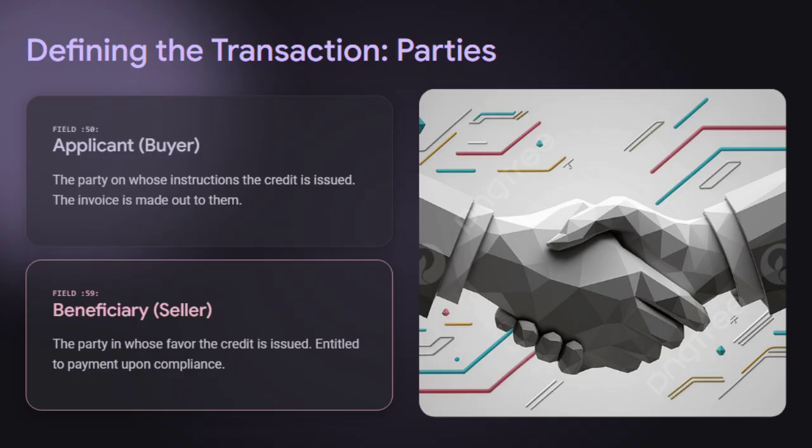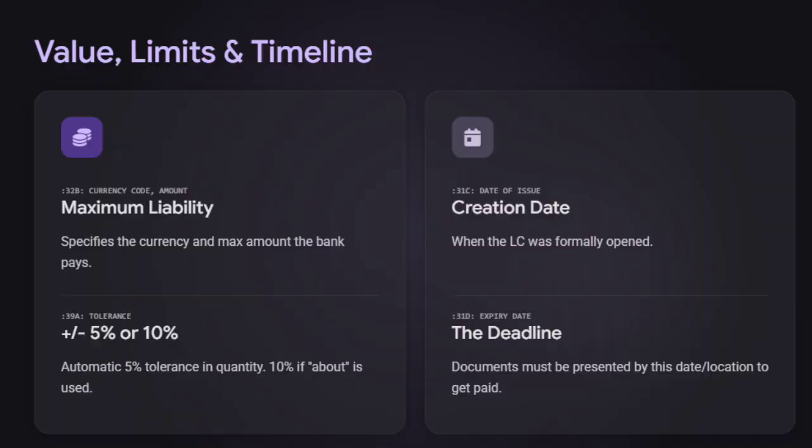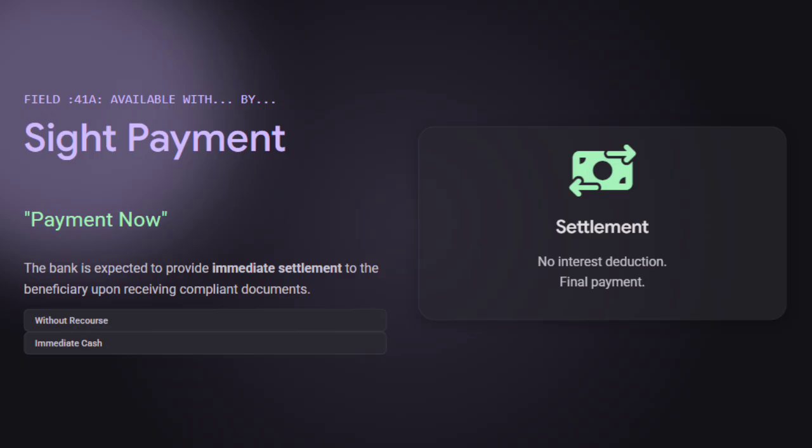Now, one of the very first and most critical fields you are going to see is field 40E for applicable rules. This basically sets the rule book for the entire deal. Most of the time, you're going to see UCP latest version here. That stands for the Uniform Customs and Practice for Documentary Credits. It's the global standard that everyone agrees on for how banks will interpret terms and handle documents.